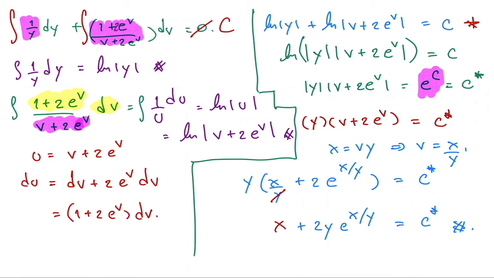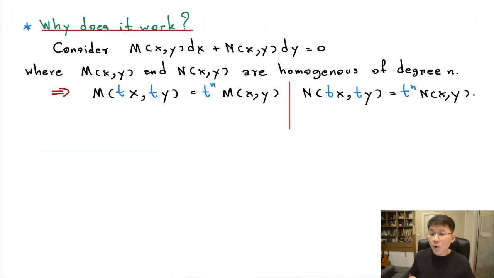Okay, and that's it. One important question that I haven't answered yet is why it works, right? Don't forget, we begin with the homogeneous functions, and we did some substitution, and then it becomes separable. But why? I just told you that it would become separable, and it actually does, as you can see in the previous examples. But how come? So we're going to investigate it here.